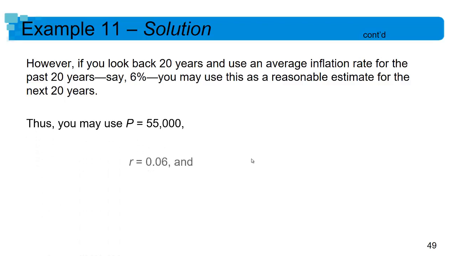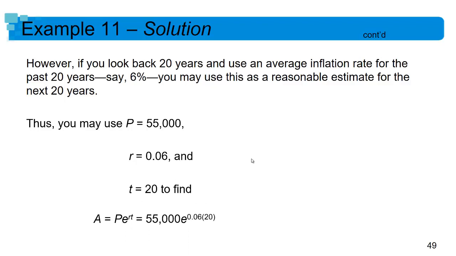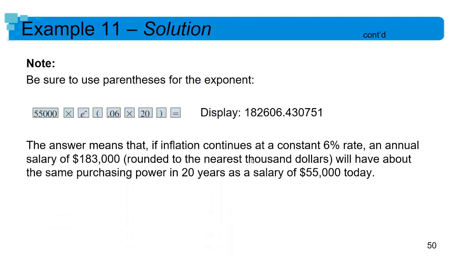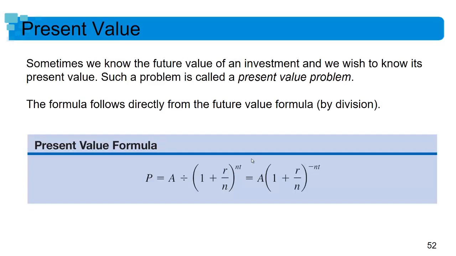So we've got our principal. We've got our interest rate of 6%. We've got our time of 20. We're going to do continuous compounding, because that's the way the world works. Plug everything into our calculator, and if we round to the nearest $1,000, you would have to make $183,000, which seems like a whole heck of a lot more than 55, and it is, in 20 years, just to be able to afford the same things. So just to be able to put food on the table and pay your bills the way you are now, that's what you'd need.